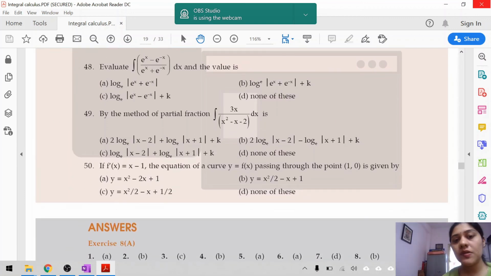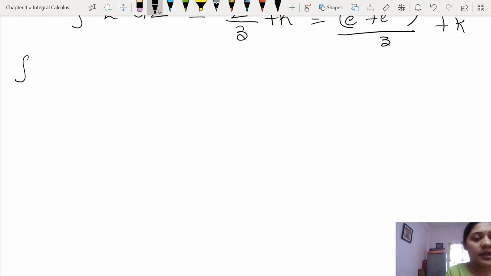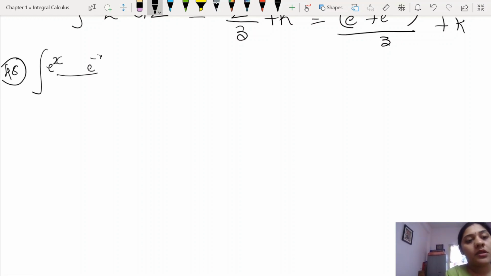Okay, so look at this question, question number 48. I'm going to write this question down. Integral e power x, same thing with the e power, but here it is a multiplication. For the previous question it was a multiplication. In the 48th question it's a division. Okay, so let us just look at the question again to see where is the plus. The plus is in the denominator and the minus is in the numerator.